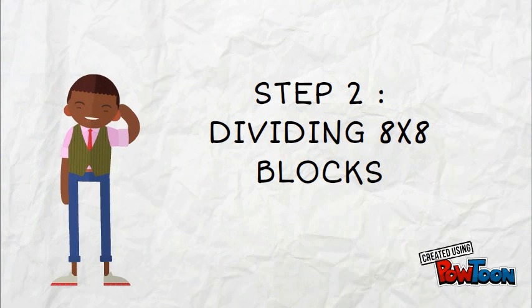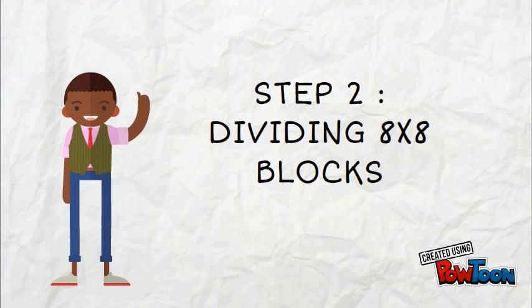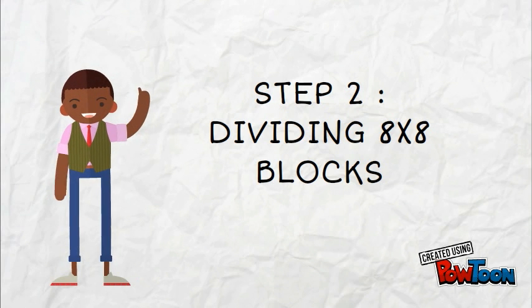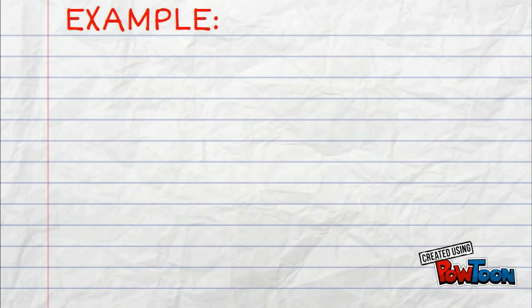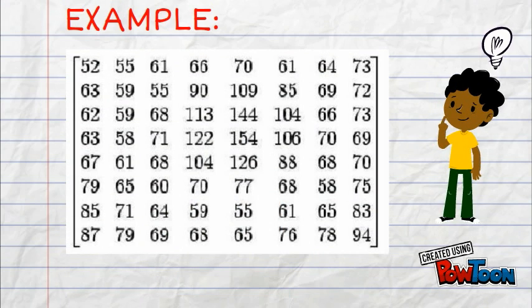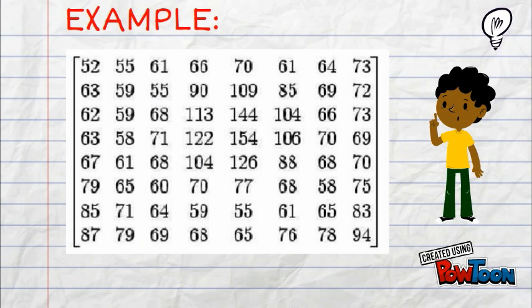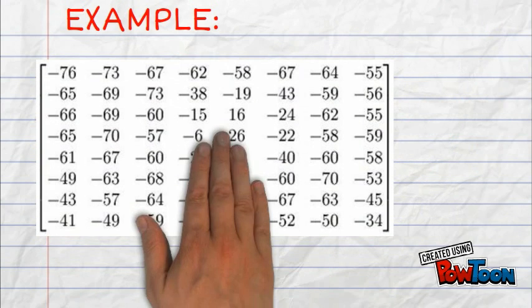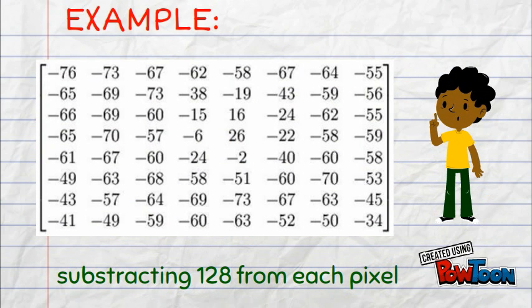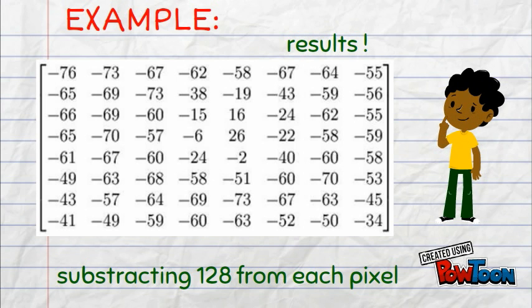Since images have different levels of complexity at different parts, it's preferable to split the image and break it up into 8x8 image blocks. Let's say that this 8x8 image contains the following values. The range of the pixel intensities now is from 0 to 255. After subtracting 128 from each of the pixels, we got the following result.